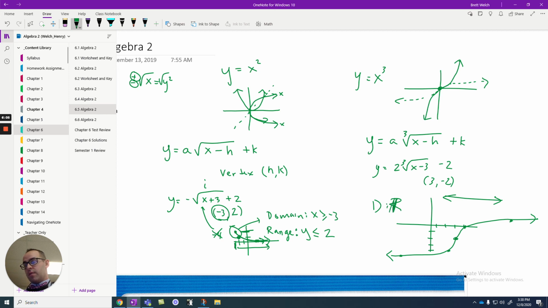Oh goodness, Mr. Welch, you're a mess. Double-lined R. Looks like a paragraph symbol, sort of. We have the double line and then the P.